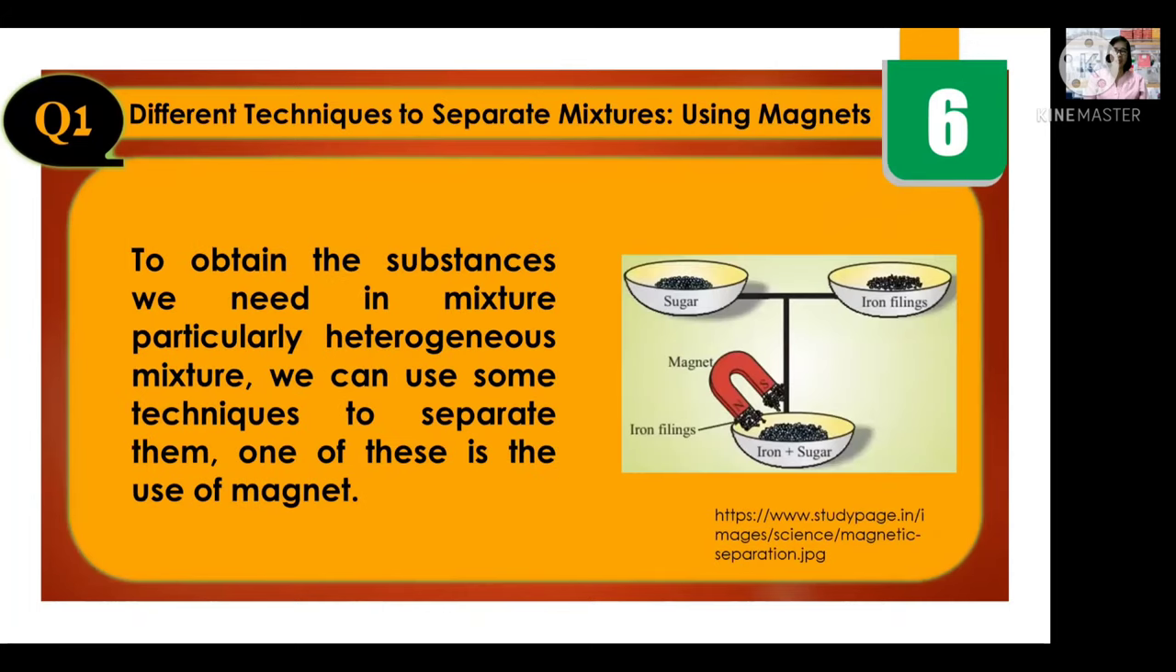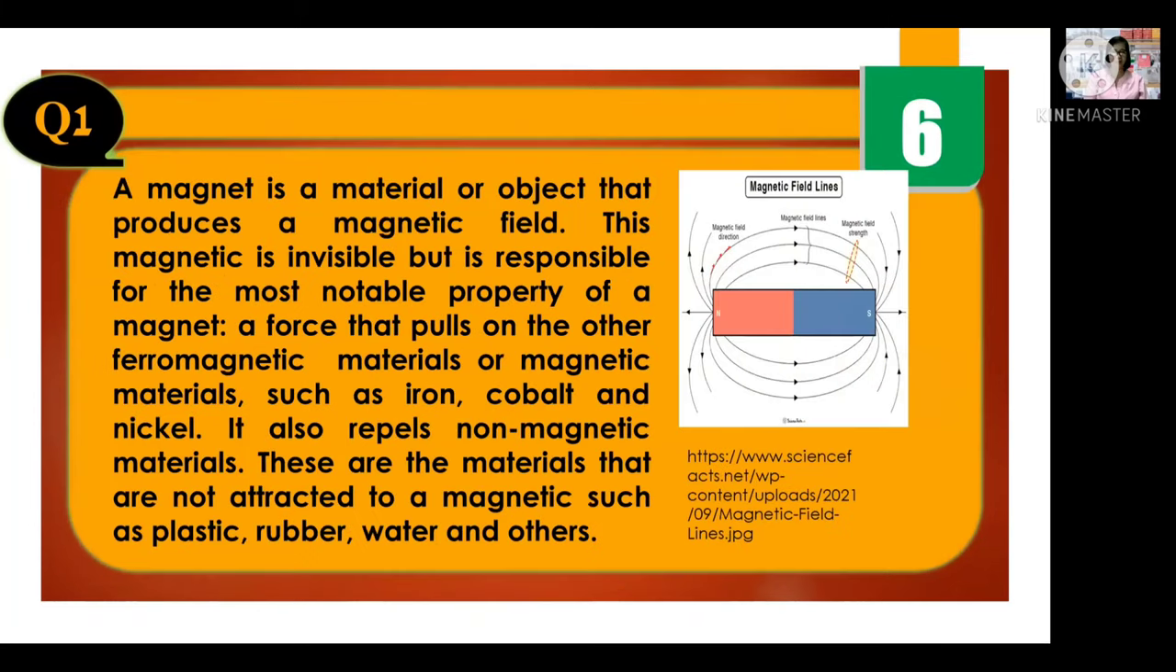To obtain the substances we need in a mixture, particularly a heterogeneous mixture, we can use some techniques to separate them. One of these is the use of a magnet. A magnet is a material or object that produces a magnetic field. This magnetic field is invisible but is responsible for the most notable property of a magnet: a force that pulls on other ferromagnetic or magnetic materials such as iron, cobalt, and nickel. It also repels non-magnetic materials. These are the materials that are not attracted to a magnet, such as plastic, rubber, water, and others.